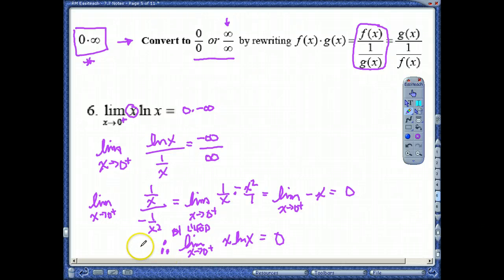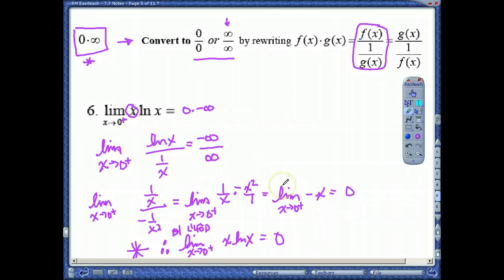And make sure you put this last step here, because it seems almost rude if you don't. They're asking you to find the limit as x approaches 0 from the right side of x natural log of x, and then all of a sudden you say, okay, well the limit as x approaches 0 from the right side of negative x is 0. It's almost like you're not answering the question.